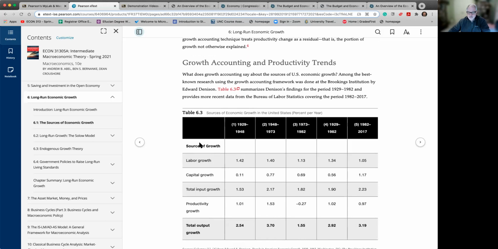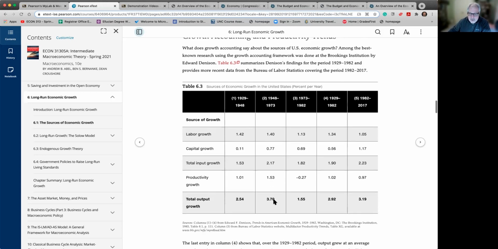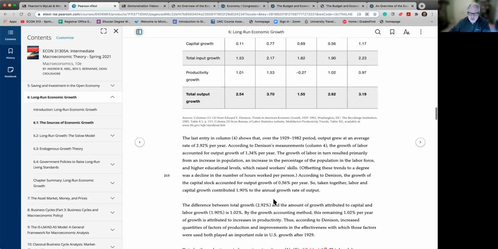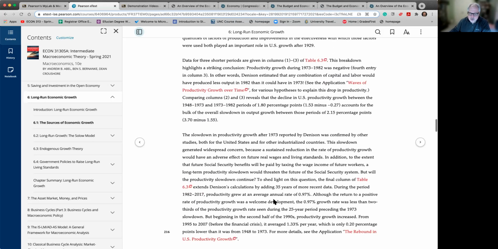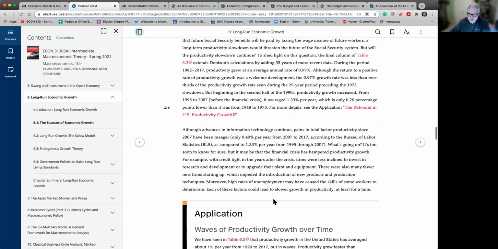So you can see the different sources of growth: labor growth, capital growth, total input growth, productivity growth, and how all of those things contribute to overall total growth in real GDP, or total output growth. Okay? Total input growth has to do with these two, labor and capital combined. Productivity growth has to do with total factor productivity, or that A in the production function. So we can do that with actual real GDP, which is what we'll look at in just a moment.